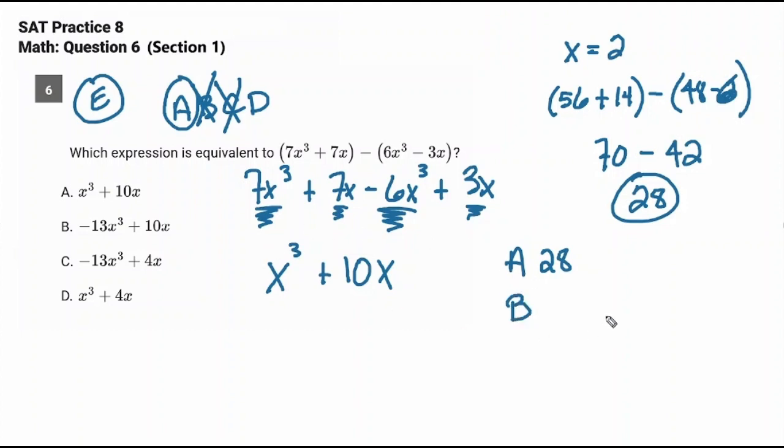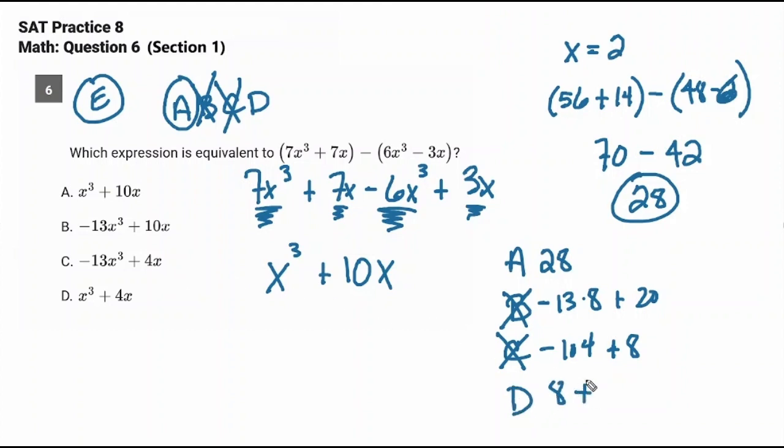But if I try them all, this is negative 13 times 8 plus 20. Definitely calculator math. 13 times 8, negative 104 plus 20. I don't need to do any more. That's not going to be 28. So now I'm going to do C. I know that this is going to be negative 104 plus 4 times 2, so plus 8. Don't need to do anything with that. Obviously not going to be 28. And then D is 8 plus 4 times 2. That's 16. That's not 28.